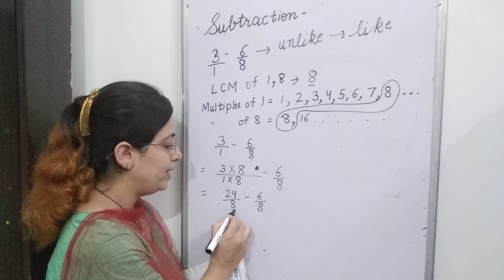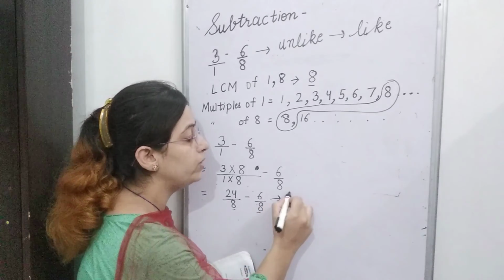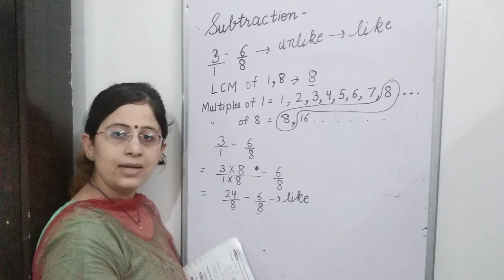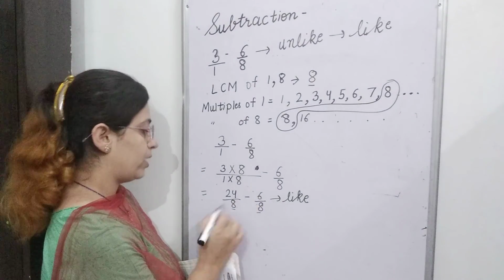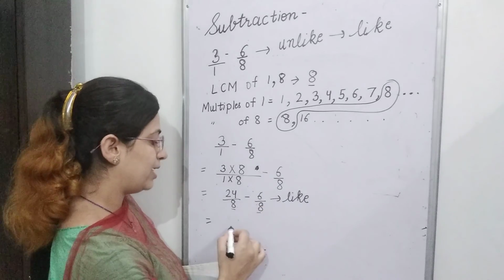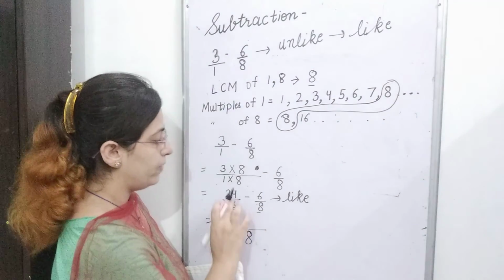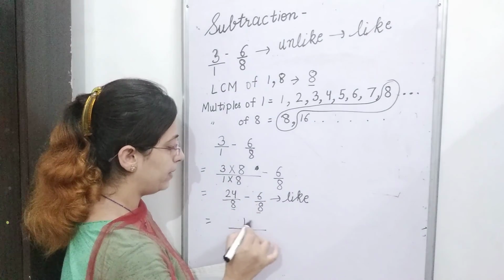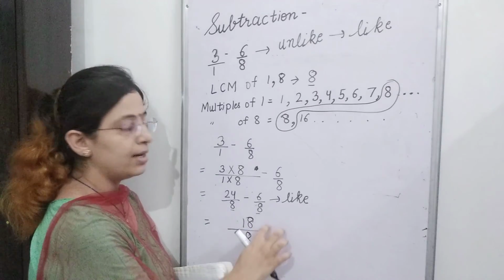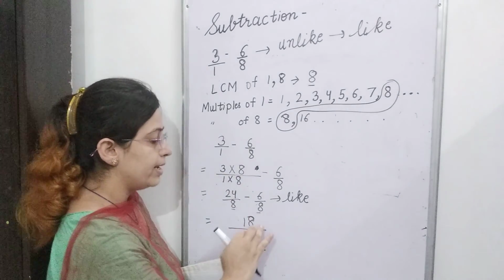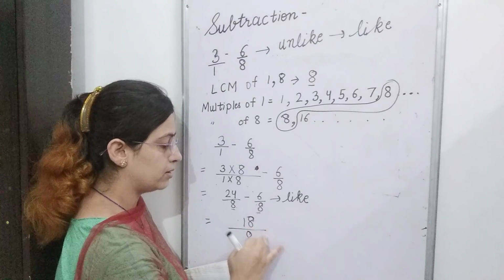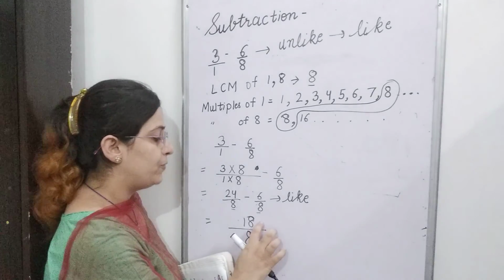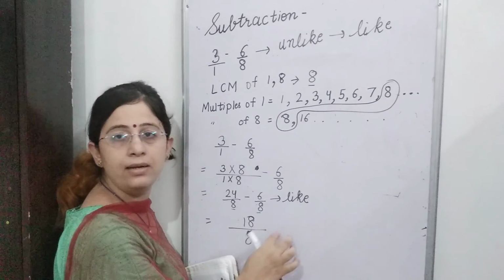Now you can see the denominators are same. So now these are converted into like fractions. Now how will we subtract the like fractions? Keep the denominator same. We just have to subtract the numerators. 24 minus 6 will be 18. So this is the answer. But the answer is an improper fraction because the numerator is big and the denominator is small. So we have to convert this into a mixed fraction.